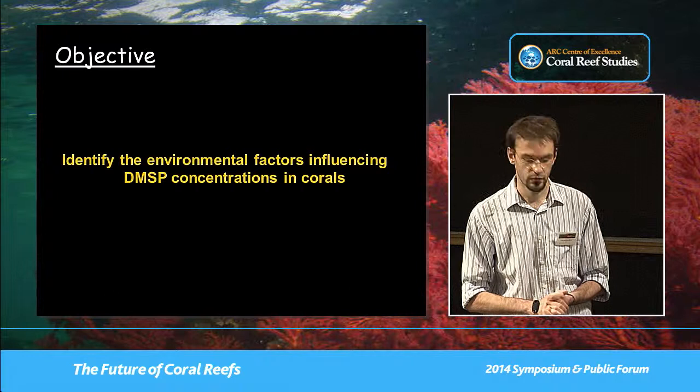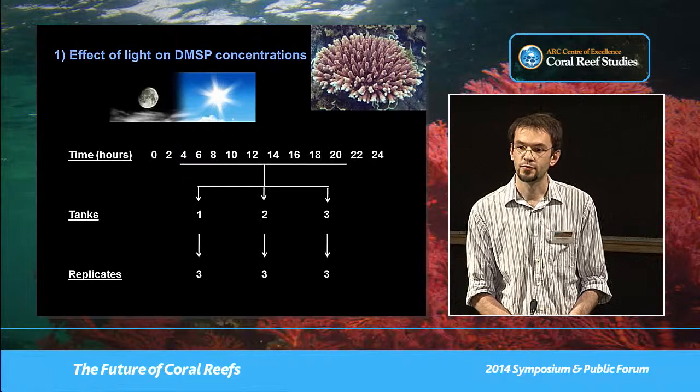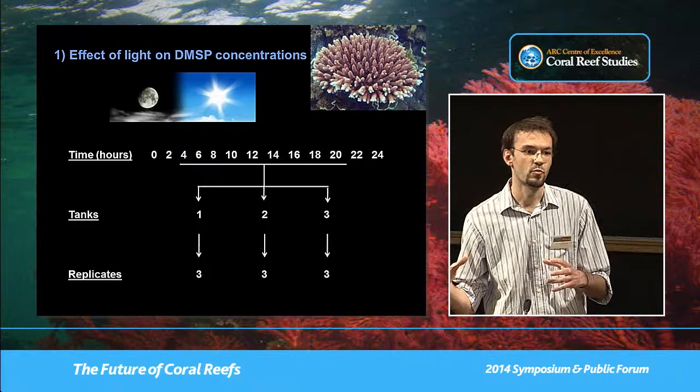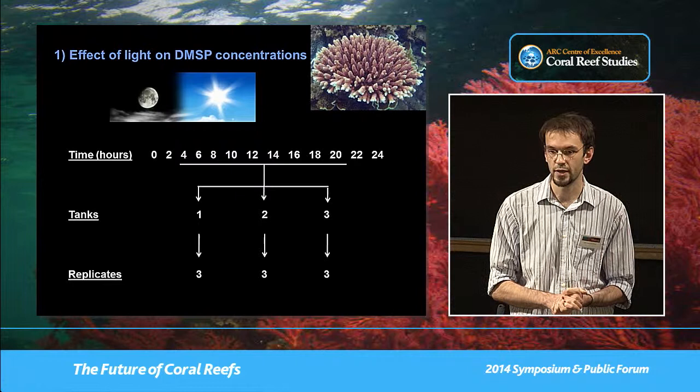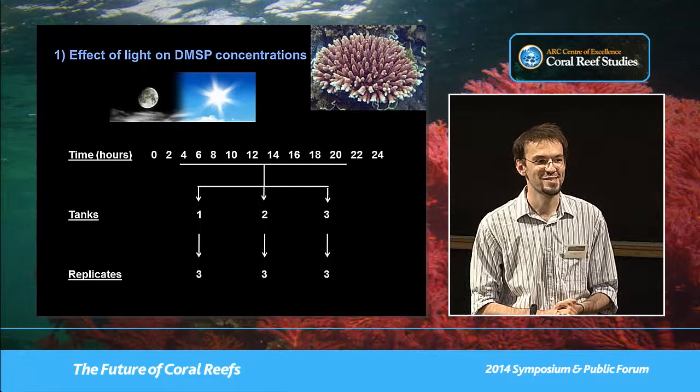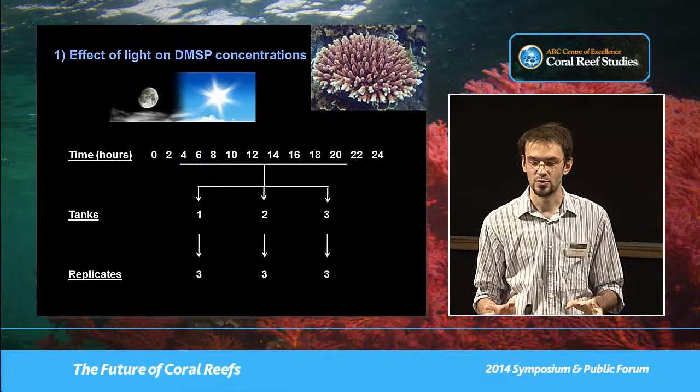The first thing I looked at is the effect of light on DMSP concentrations. I used a very common reef-building coral, Acropora millepora. We sampled 9 colonies from a reef flat. We acclimatized them for more than 2 weeks in outdoor aquaria. And then we sampled them every 2 hours for 24 hours. That was not the smartest sampling design I've ever designed. And the funny thing is that originally we were planning to sample them for 2 days in a row.